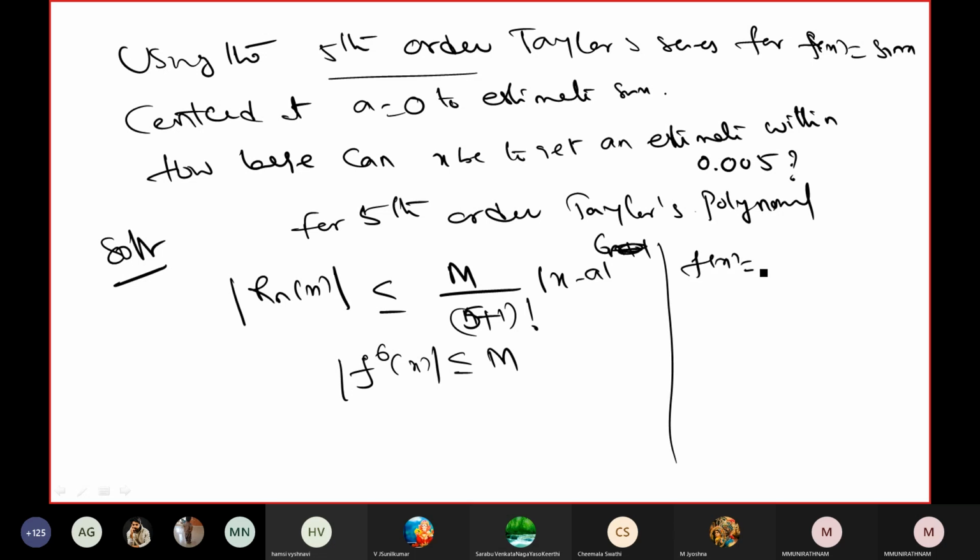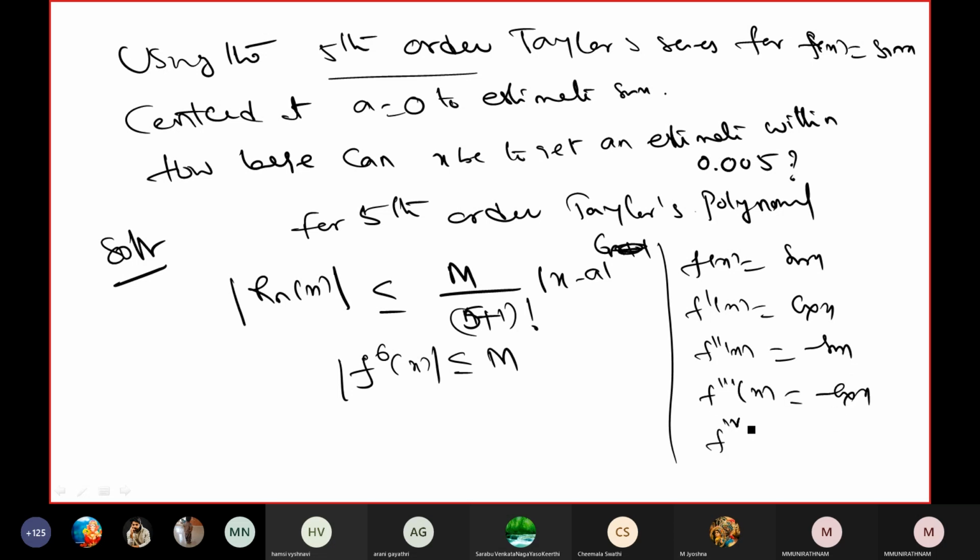So f of x is sin x, f dash of x is cos x, f double dash of x is minus sin x, f triple dash of x is minus cos x, f fourth dash of x is sin x, f fifth dash of x is cos x, f sixth dash of x is minus sin x.